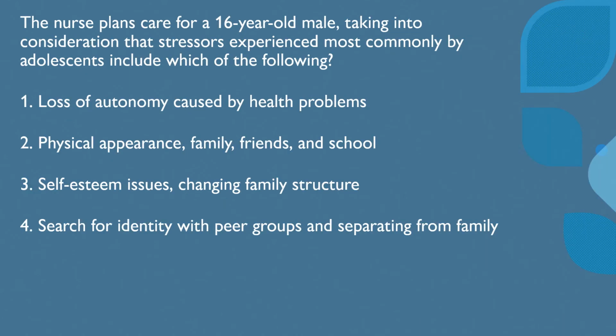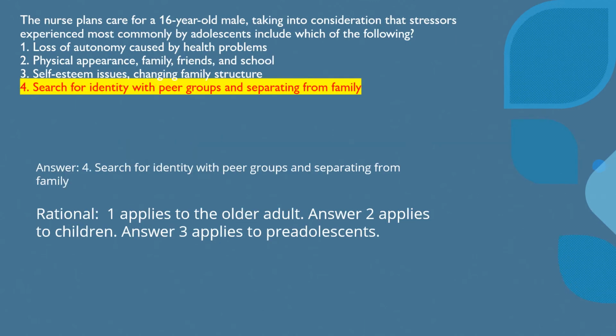The nurse plans care for a 16-year-old male, taking into consideration that stressors experienced most commonly by adolescents include which of the following? 1. Loss of autonomy caused by health problems 2. Physical appearance, family, friends, and school 3. Self-esteem issues, changing family structure 4. Search for identity with peer groups and separating from family. Answer 4. Search for identity with peer groups and separating from family. Rationale: 1 applies to the older adult. Answer 2 applies to children. Answer 3 applies to preadolescents.